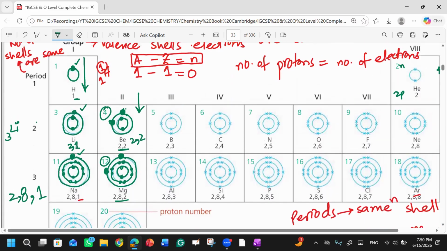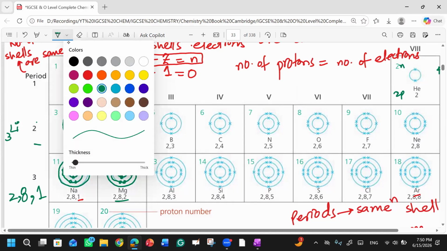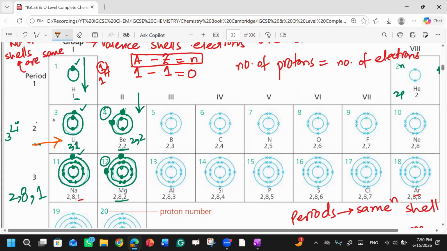And if you see period number 2, if you check the period, let me change the color. This is period number 2 from left to right. You see how many shells are there? 2 shells. 1, 2. Similarly, 1, 2, 1, 2. There are 2 shells. Whenever you are checking a period, you will always check from the left side to the right side, and you will check that there are the same number of shells. Are you getting this?